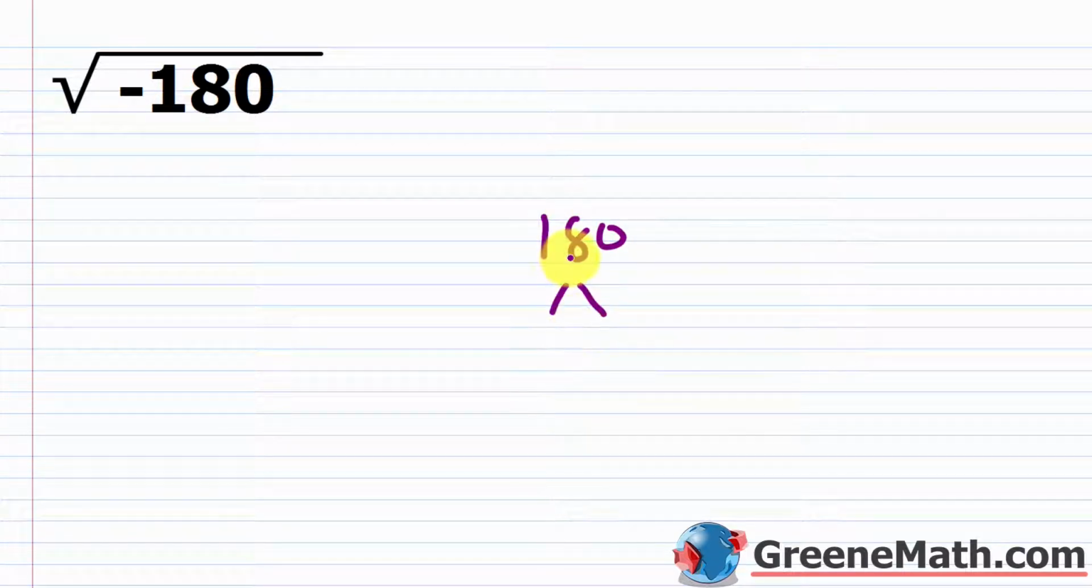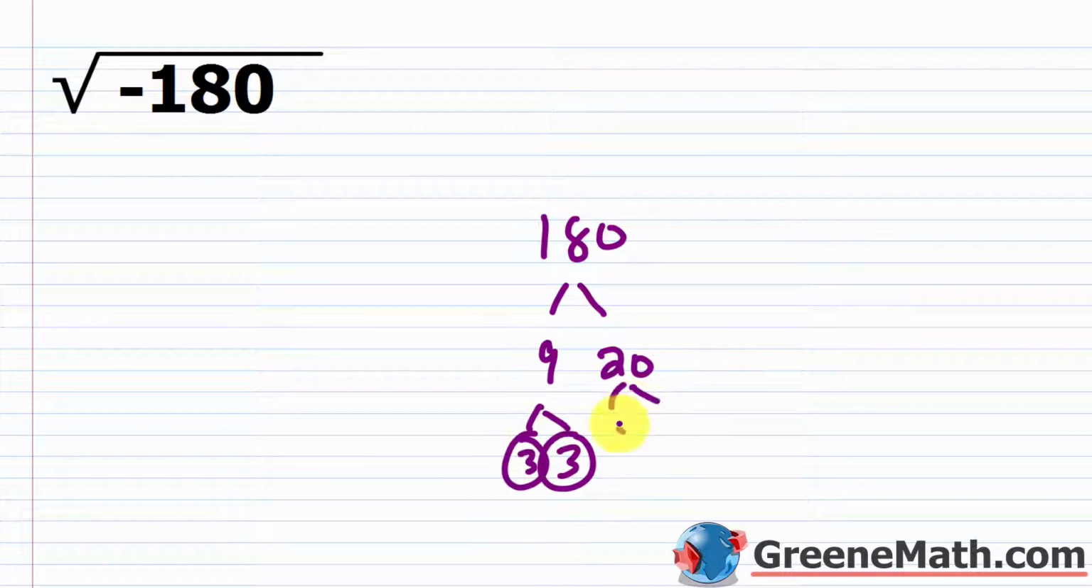So 1 plus 8 is 9, so I know it's divisible by 9, so let me go ahead and put 9 there, and this would be 20, right? So 9 is 3 times 3, those are prime. 20 is 4 times 5, 4 is 2 times 2.